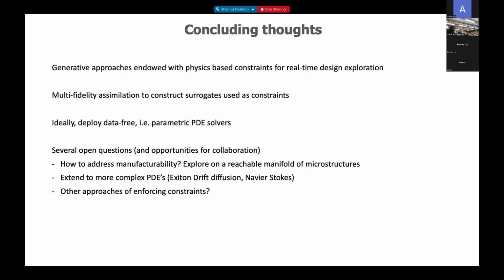With that, I know Adarsh is standing here, so let me wrap up. Some concluding thoughts: our approach is generative modeling with physics-based constraints, and the physics-based constraints can be either surrogate models constructed from multi-fidelity assimilation estimates, or, ideally, data-free neural PDE solvers. There are several open questions. How do we address manufacturability? A natural data collection approach would be something we'd be very interested in looking at. Other approaches to enforce the constraint, that's what Rose was talking about earlier.